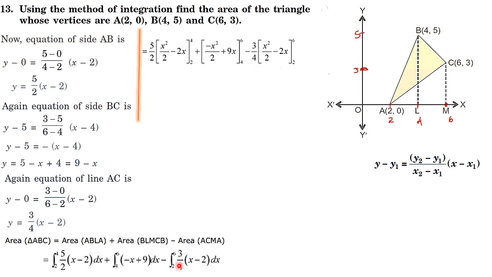Minus 3 by 4 into integration of x is x square by 2 minus integration of 2 dx is 2x. Apply the limit. Upper limit minus lower limit, that is only the algebraic calculation part. That part you will try as homework.